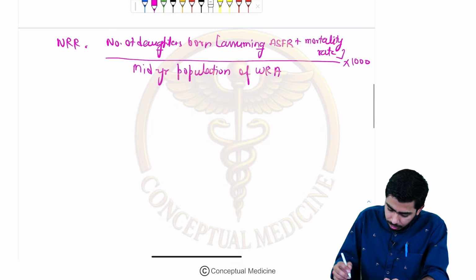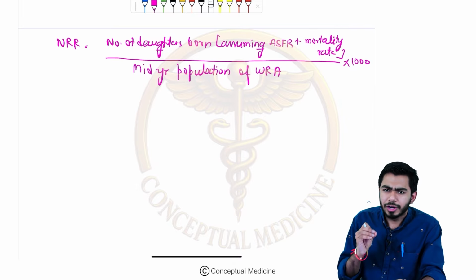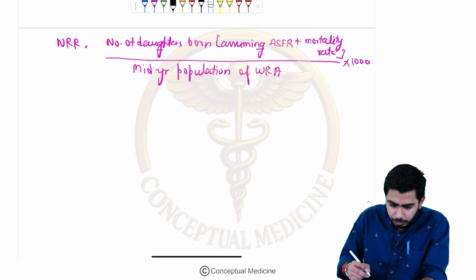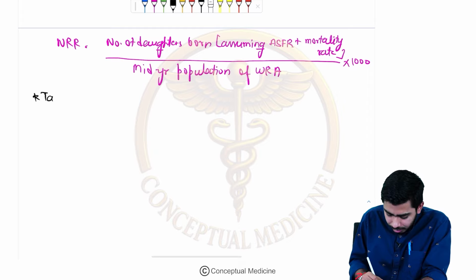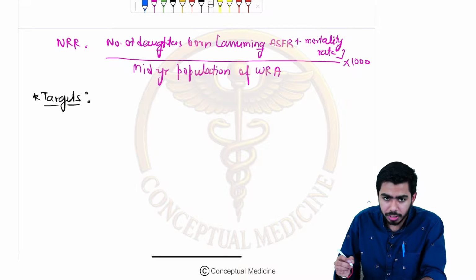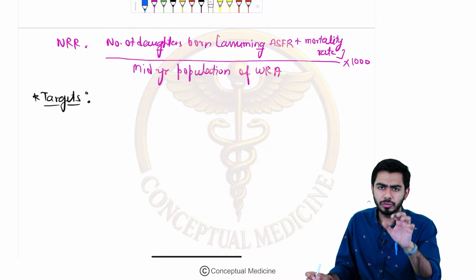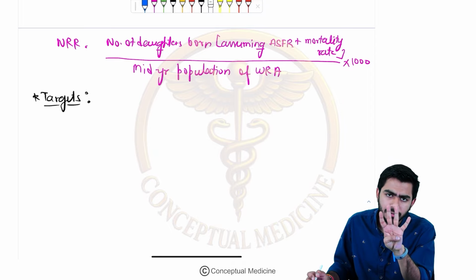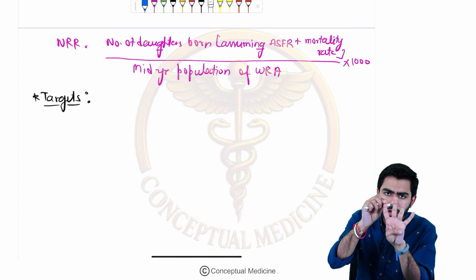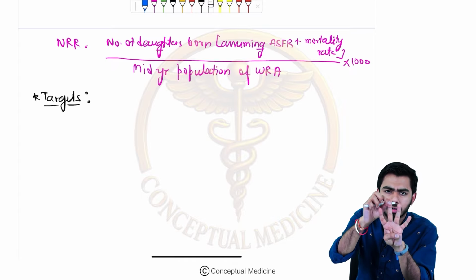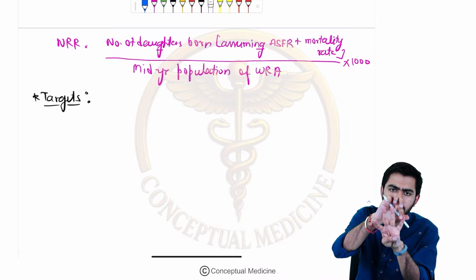Now some important points I would like to discuss. What are these important points? Some important targets regarding these fertility rates. So we have different kinds of targets regarding these different fertility rates. We have 4 important fertility rates. These are your general fertility rate, total fertility rate, gross reproduction rate, and the net reproduction rate.